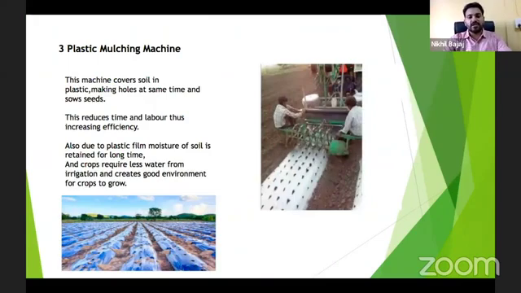This machine is a plastic mulching machine, which is very useful as it lays a plastic film over the soil so that the moisture content of the soil is retained, and at the same time it makes holes and also sows the seeds. So this helps to reduce the labor and time and increase the efficiency.